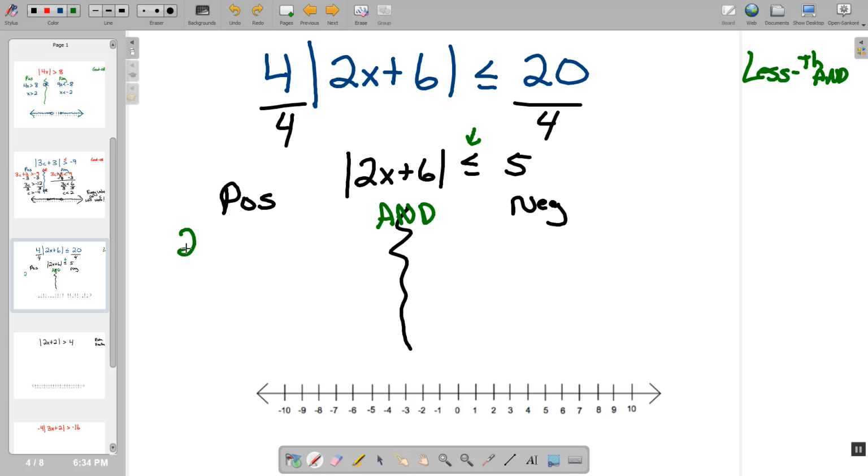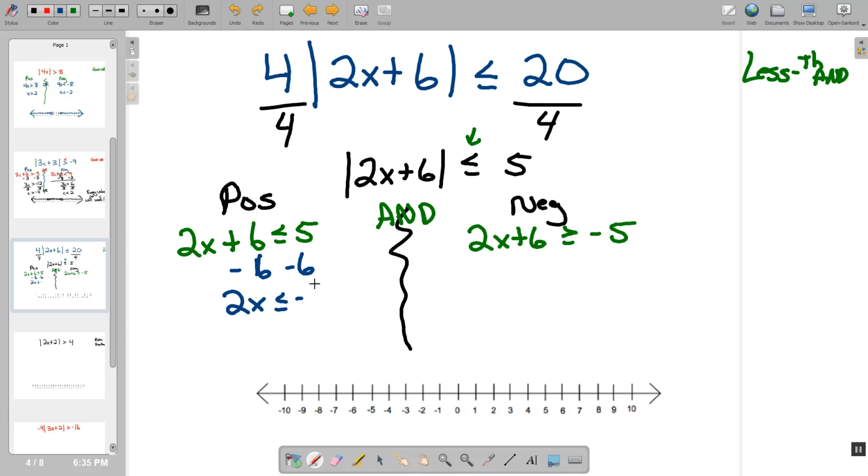So I'm going to do 2x plus 6 is less than or equal to 5. And I'm going to do 2x plus 6 is greater than or equal to negative 5, remembering to flip the sign because I multiplied this times negative 1. From here, I can solve my problem. Whoops, that should be a 6. To get 2x is less than or equal to negative 1. So x is less than or equal to negative 1/2.